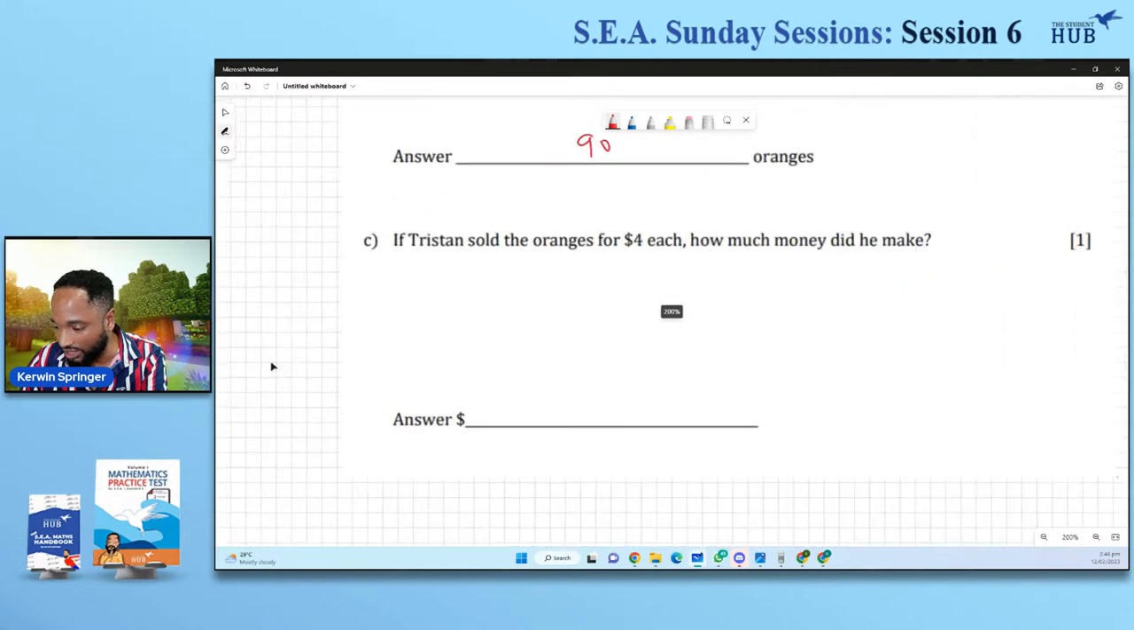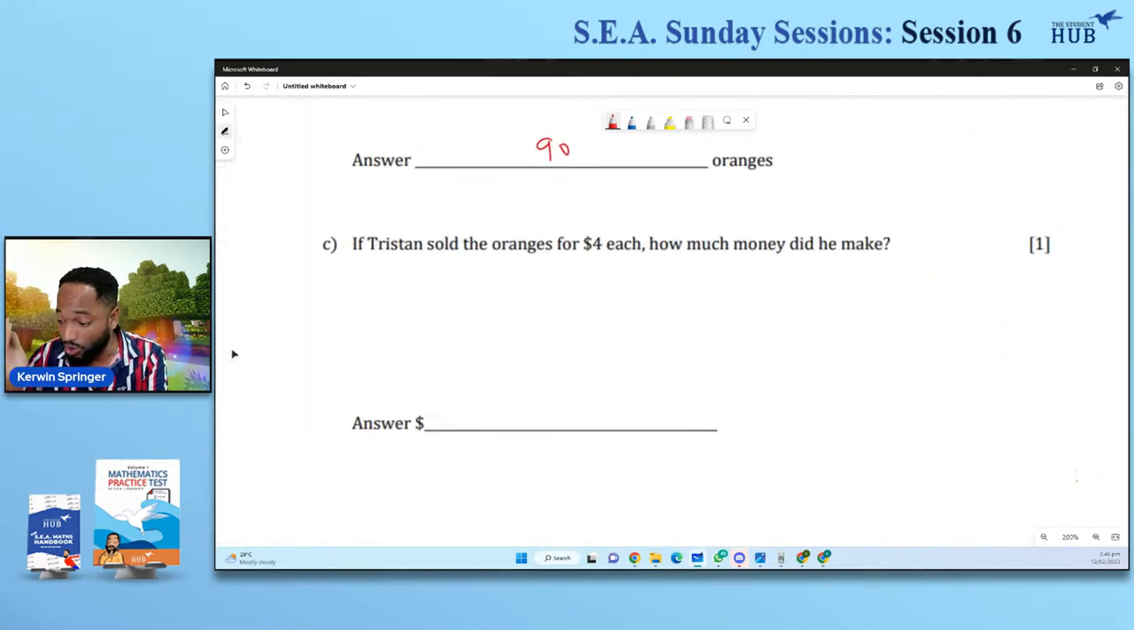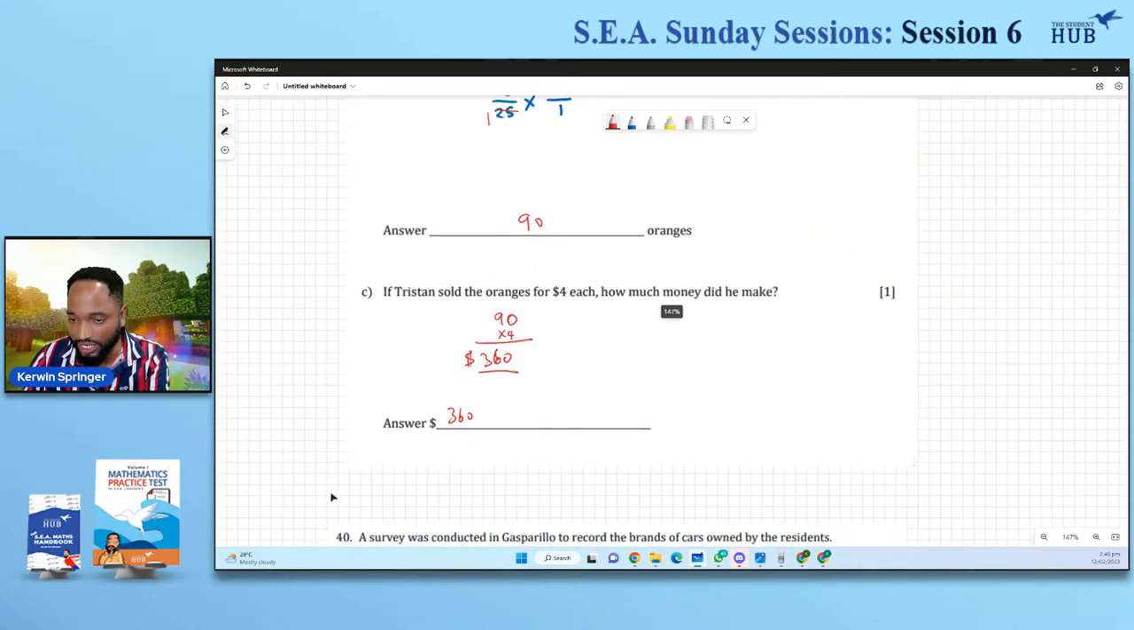There are more parts to this question. You think the question is done, but there is more to come. If Tristan sold the oranges for $4 each, how much money did he make? He made 90 times 4. Thankfully, this part was easy. He made $360. That was a free one in the end, indeed.